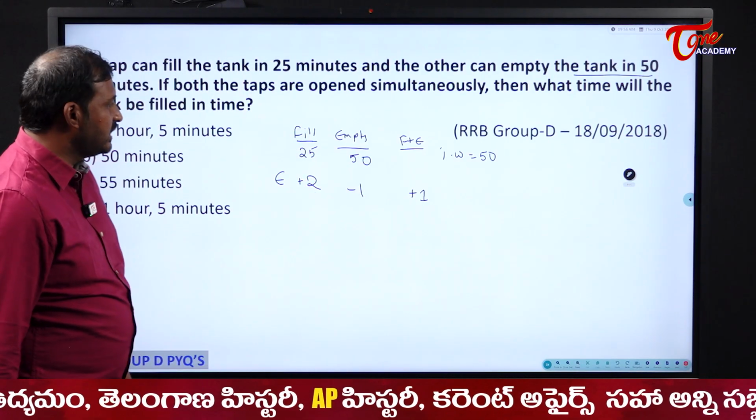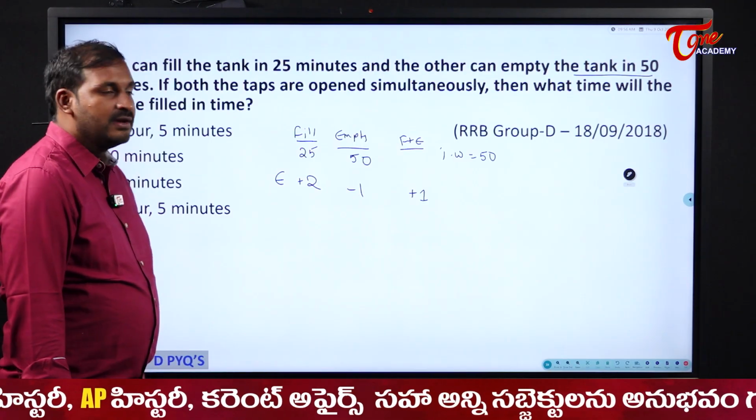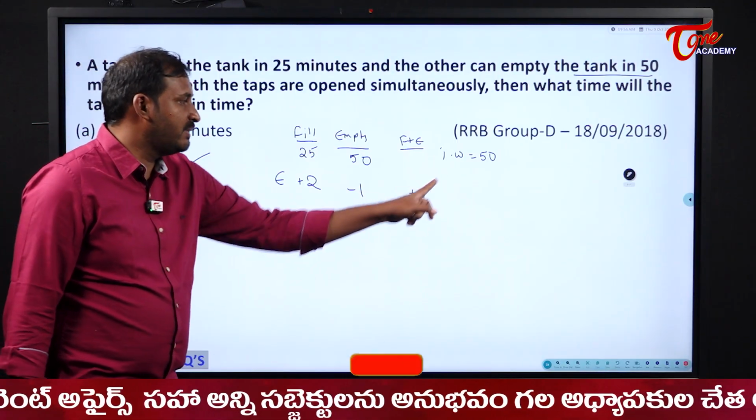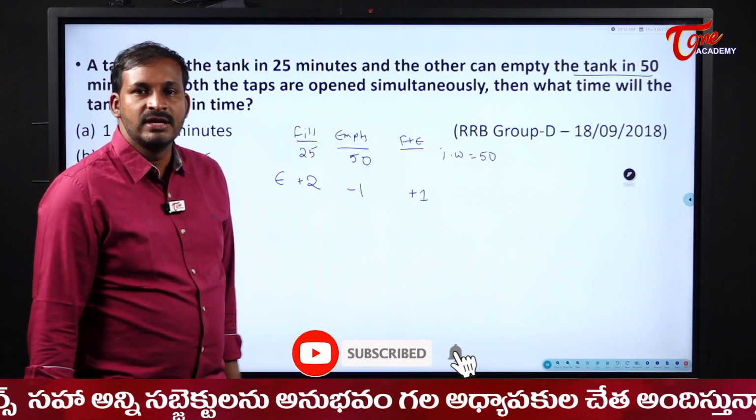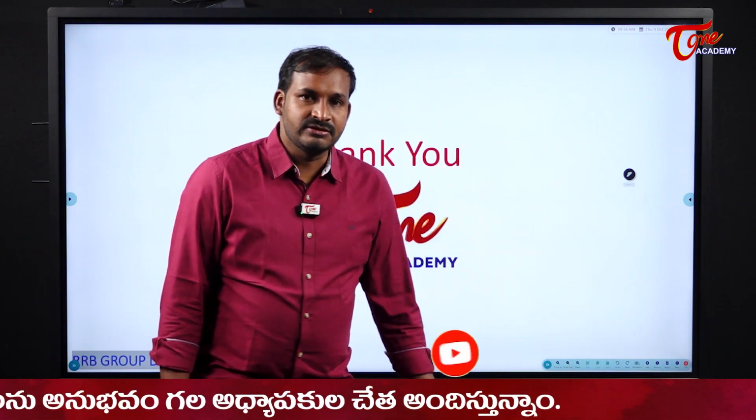So working together, it will take 50 minutes to fill the tank. Why? Because 50 by 1 becomes 50 minutes. Right? That's it, students.